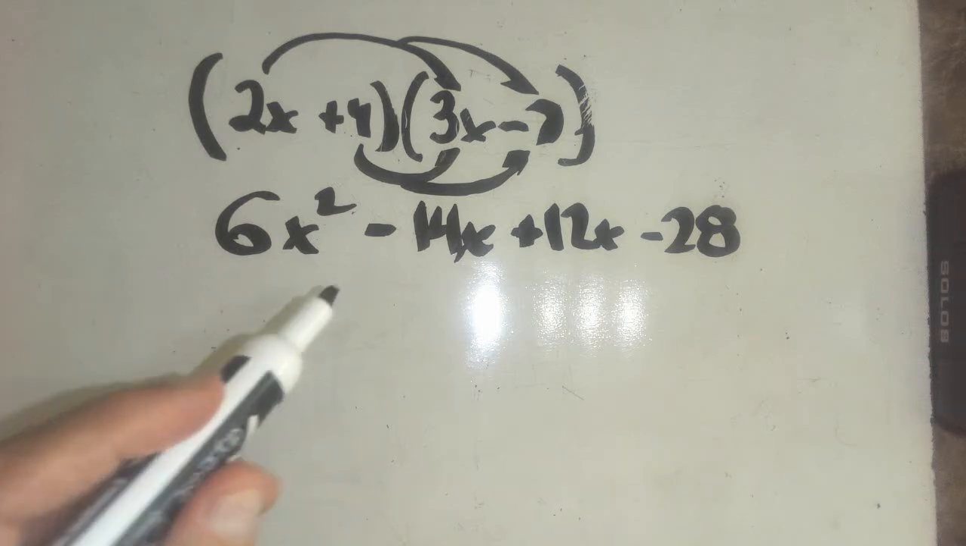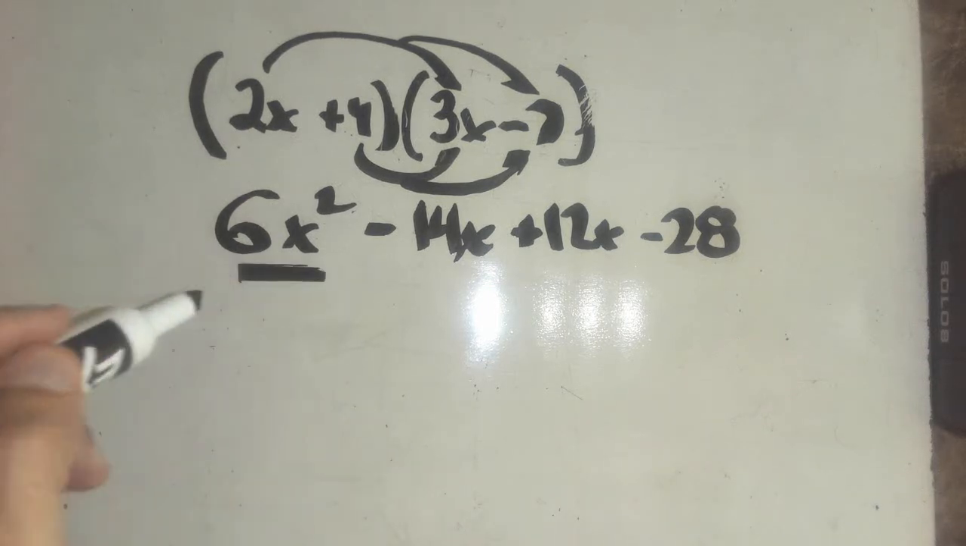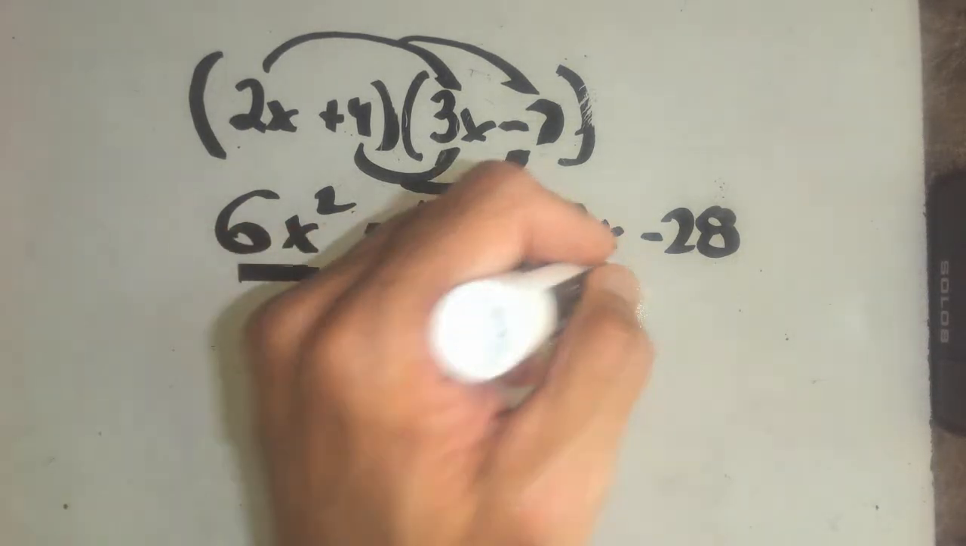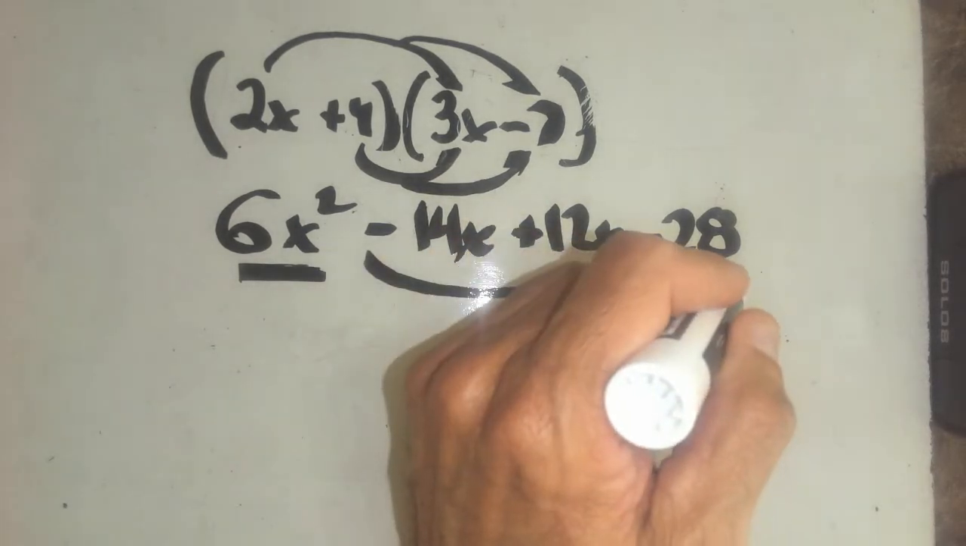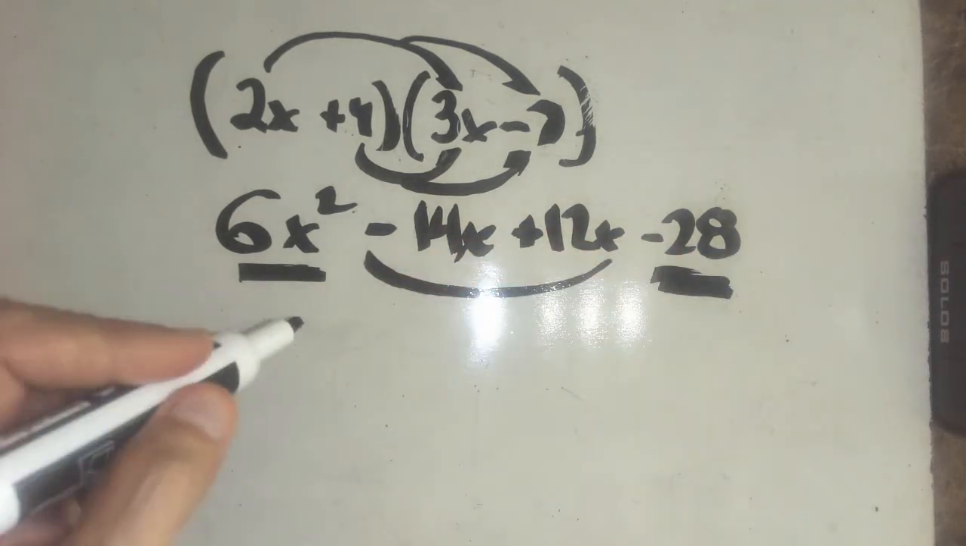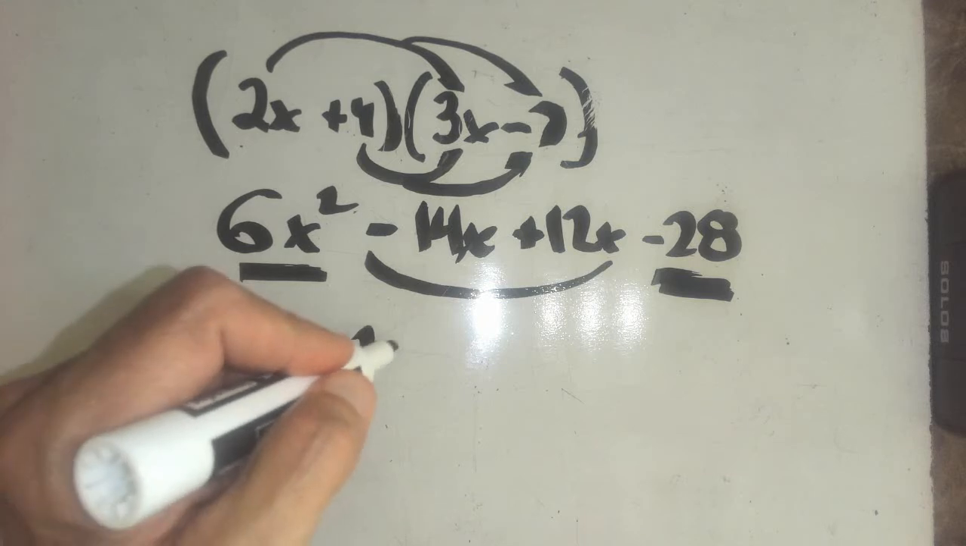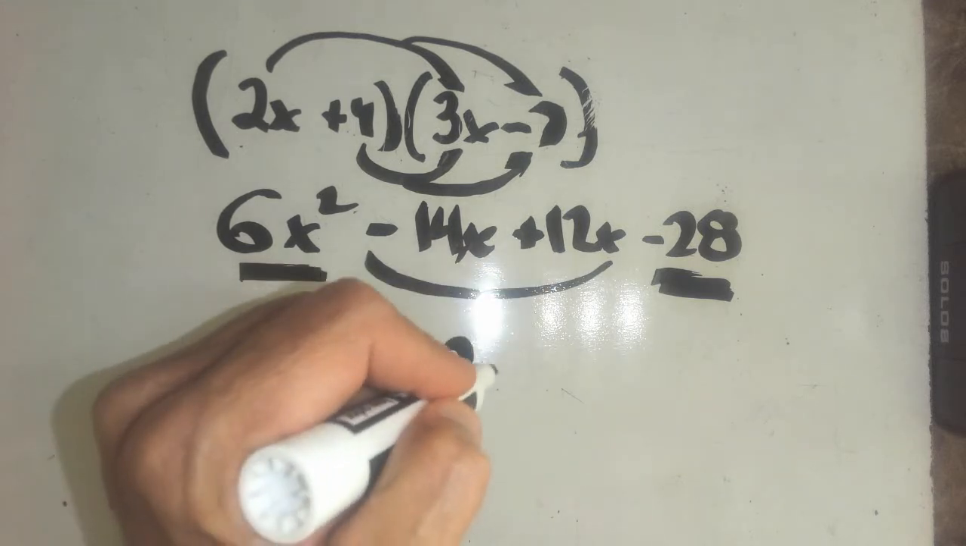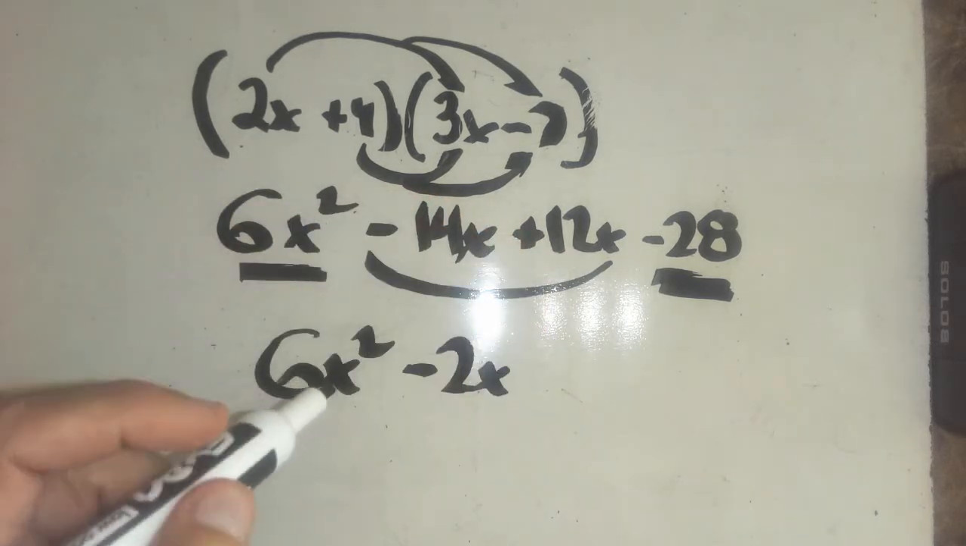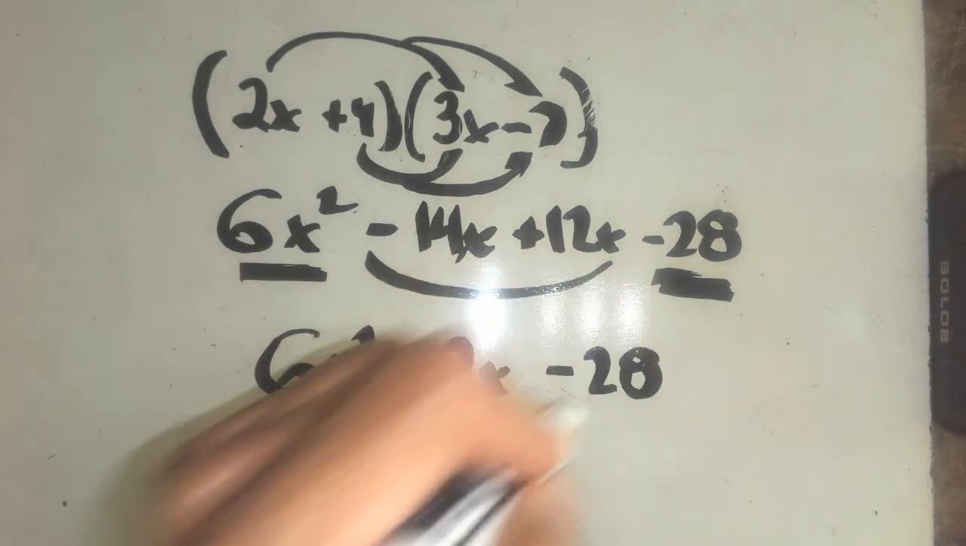So now I'm going to combine. What we have now is a quadratic. These two will get combined to form a linear, and then at the end you usually have a constant. That's just a number. So we're going to have 6x squared, combine these: negative 14x plus 12x is minus 2x, minus 28, and we are done.